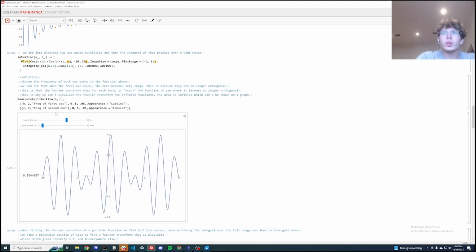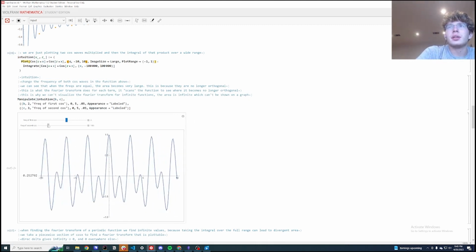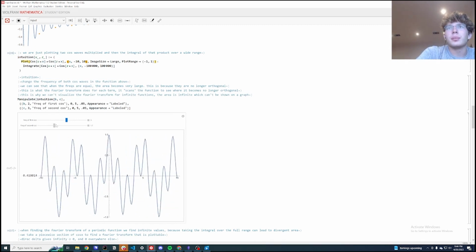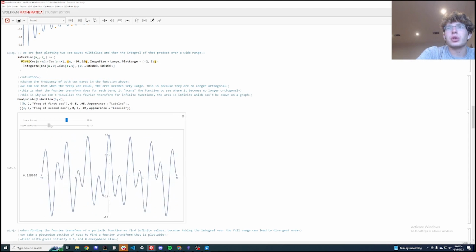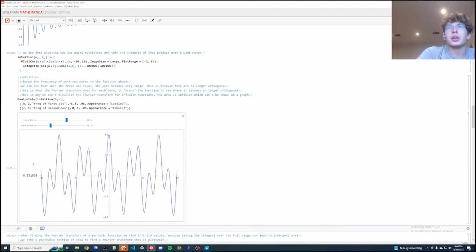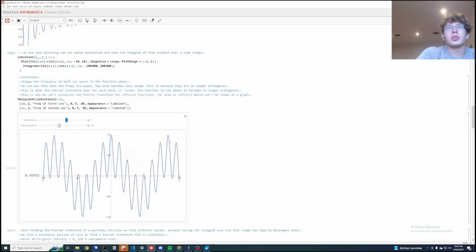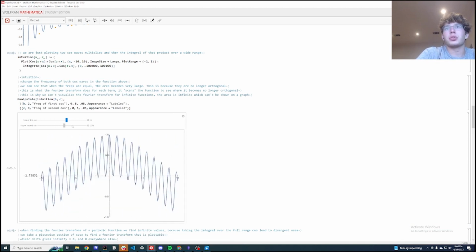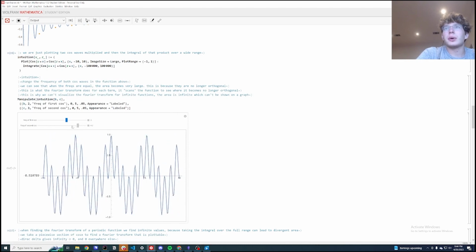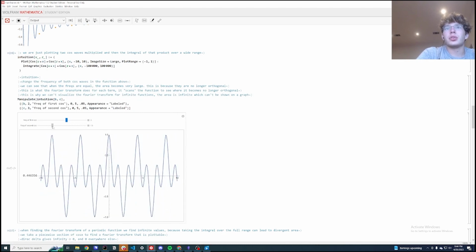So we can see here as we change the frequency, the area, the integral of these two waves multiplied by each other over a very long period is very small. And this is expected. This is like the orthogonality principle that we determined in the derivation. You can see no matter what we do, the number is still basically 0.